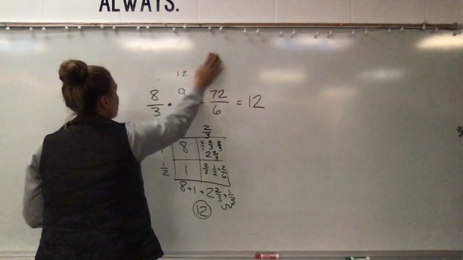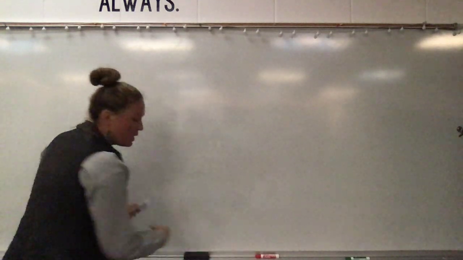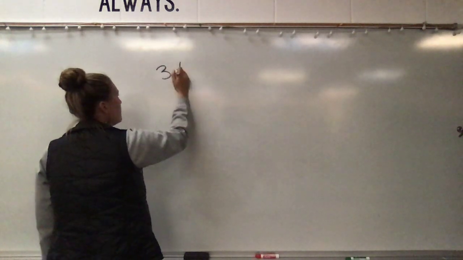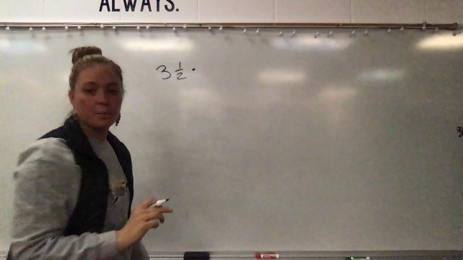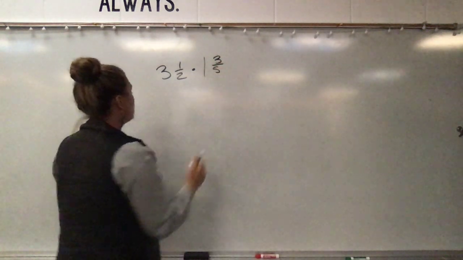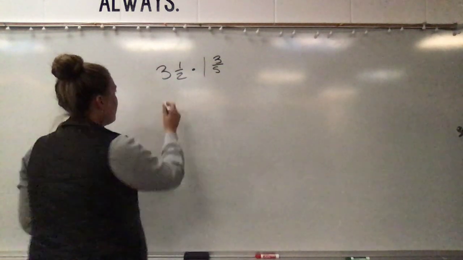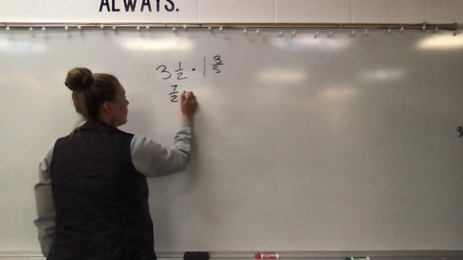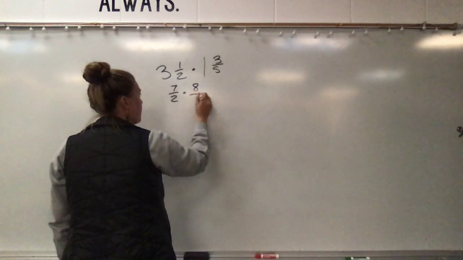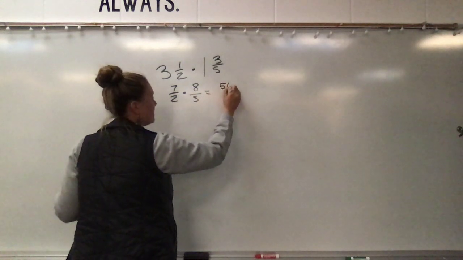Let's try one more example of multiplying mixed numbers. So our next problem, let's do 3 1/2, and we're multiplying it by 1 3/5. First method, turning these into an improper fraction. 3 times 2 is 6, plus 1 is 7. So we have 7 halves. We're going to multiply that by 1 times 5 is 5, plus 3 is 8 fifths.